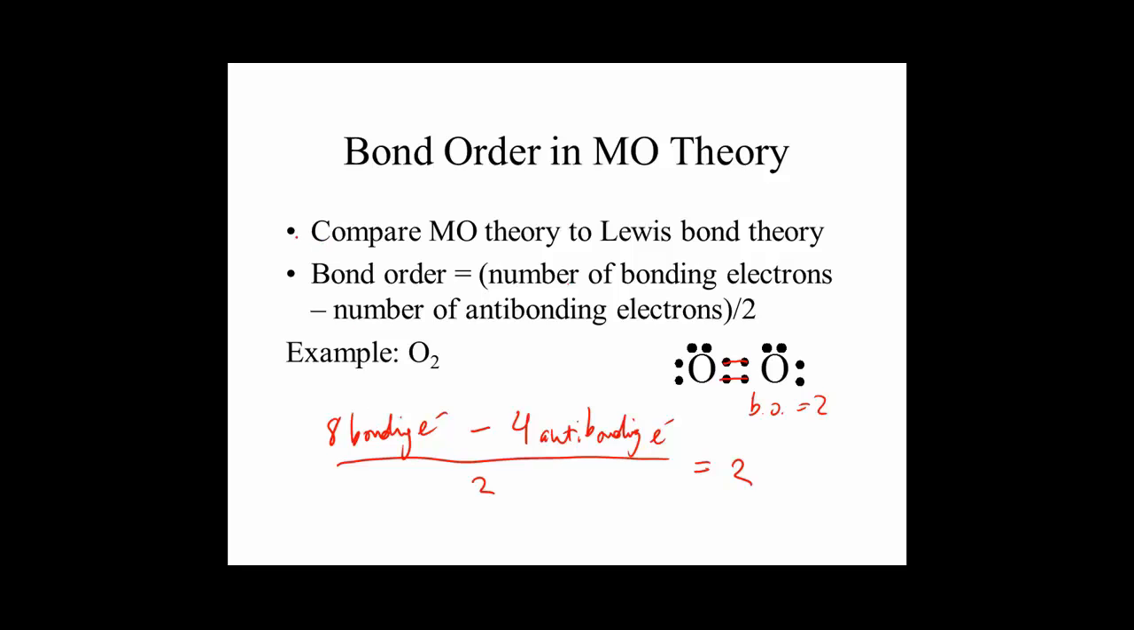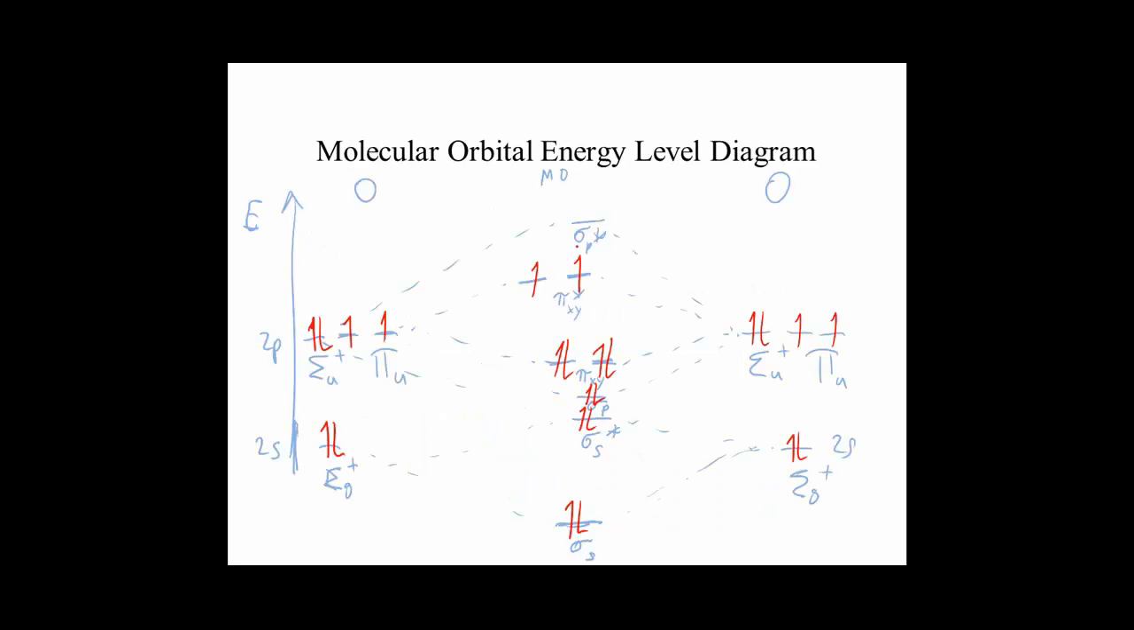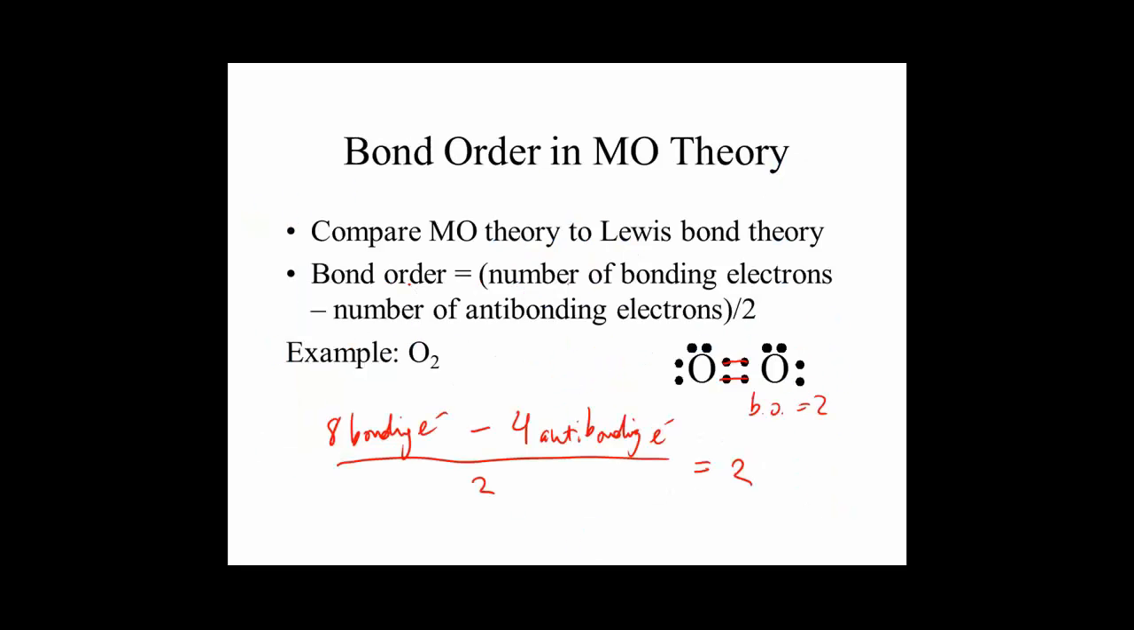So MO theory should give the same type of result as Lewis bond theory, but it adds to our understanding of the bonding by helping to explain why we would have two unpaired electrons in the molecule. Okay, we're going to take a break and we'll come back and do a heteronuclear diatomic molecule.